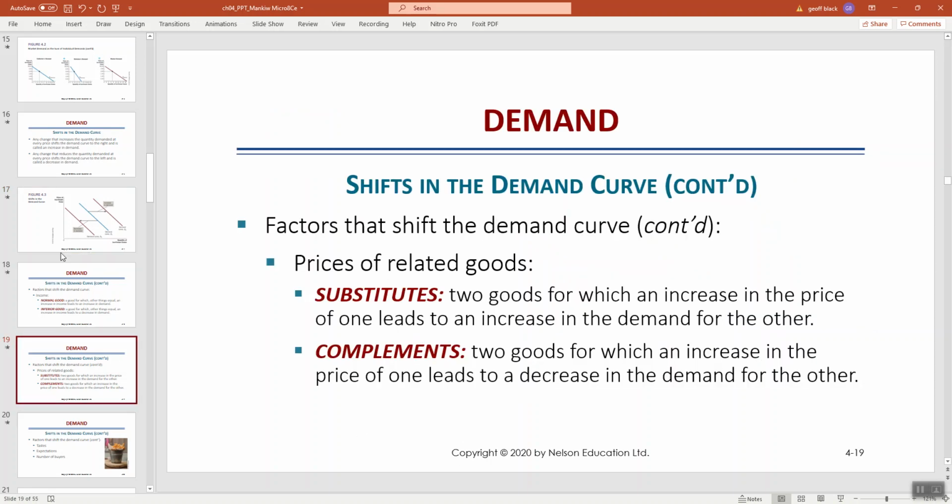So there are things that can shift this curve, namely income, and that would depend on whether the good is a normal or inferior good. Other things can shift the demand curve, which would be the price of related goods, and that would be predicated on whether or not they are substitutes or complements.